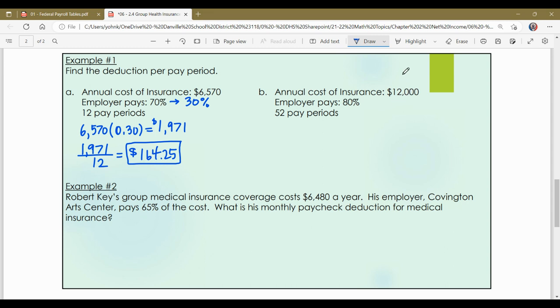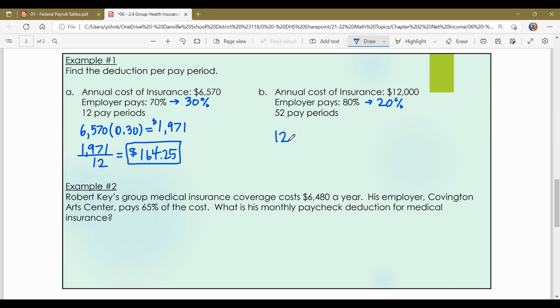Okay, letter B, annual cost of insurance is $12,000. The employer is going to pay 80% of that, which means you are responsible for 20% of it. And you get paid weekly, 52 pay periods. So I need to figure out how much is deducted from each paycheck.